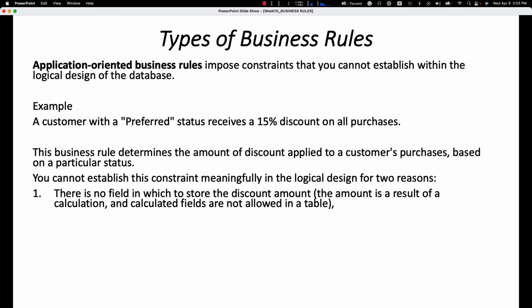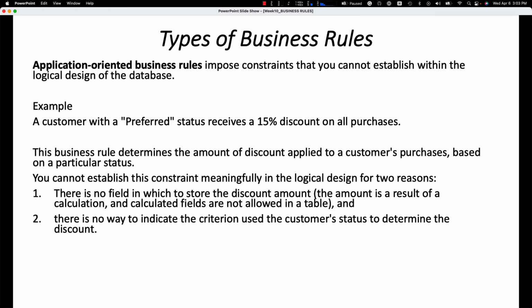You can't establish the constraint meaningfully in the logical design for 2 reasons. Number 1, there's no field in which to store the discount amount. The amount is a result of a calculation, and calculated fields are not allowed in the table. And you wouldn't want to store a calculated field in a table, because storing it means that it's static and something could change that would affect the calculation, but yet you'd still have the old value stored. Number 2, there's no way to indicate the criterion used, the customer status, to determine the discount.